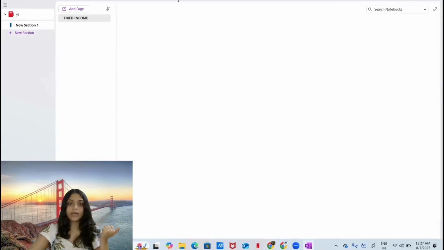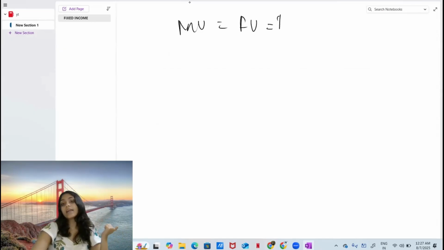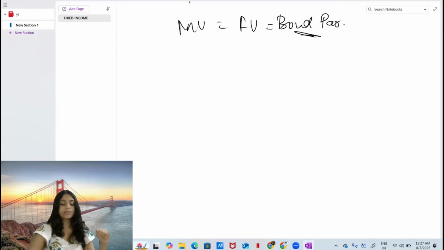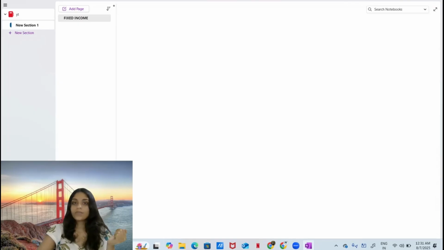But when the market value is equal to face value, the bond is at par. Okay, these were the basic things. So next we learn about spot rates.